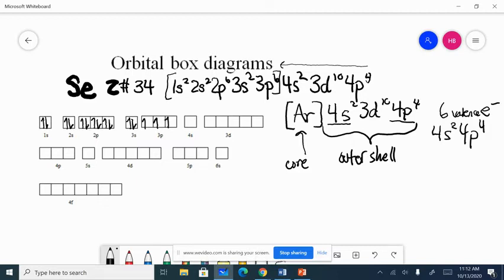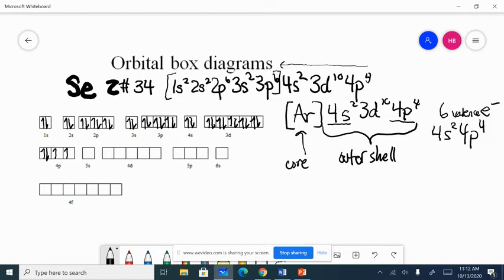So see how I fill them up? And same thing with the d sublevel. Each orbital holds 2. There's 5 orbitals. Each orbital will get 1 electron before you put 2 in there. That's Hund's rule. Now we go to 4p. 1, 2, 3, 4.